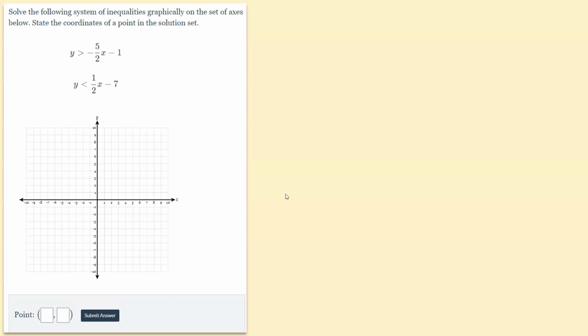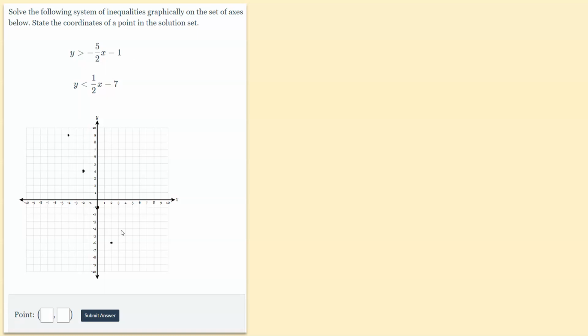All right, here's another type of problem. Solve the following system of inequalities graphically on the set of axes below. State the coordinates of a point in the solution set. So we want to graph our two inequalities, and then we want to pick a point that's in that overlapping region. So I'm going to go ahead and start graphing y is greater than -5/2 x minus 1.